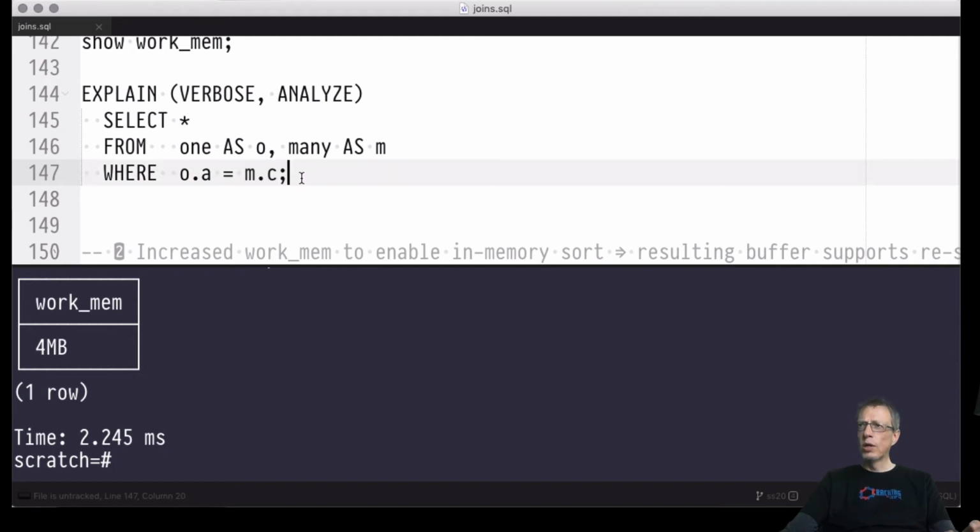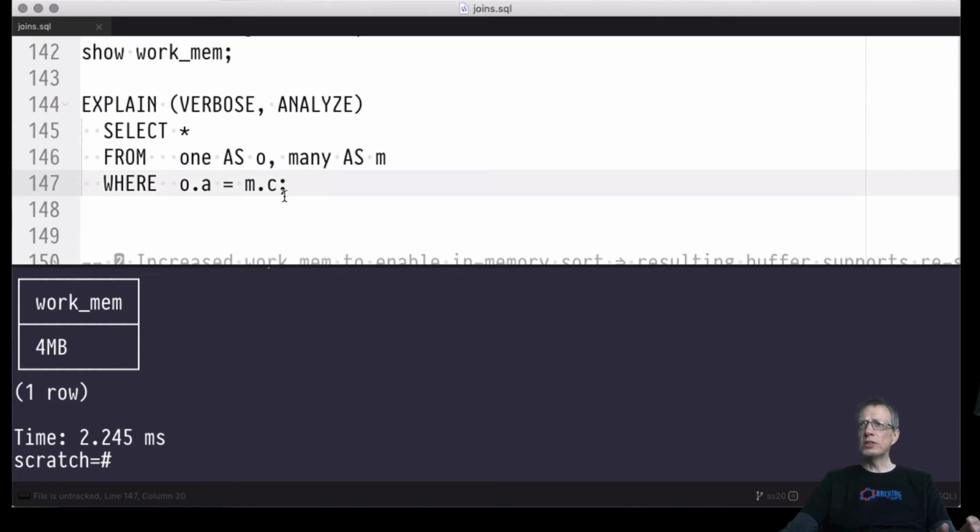Okay, so there will probably be an explicit sort operator that will make sure that the many rows arrive in C order. And since working memory is not plenty, it's 4 megabytes, we will probably see an external merge sort applied to this, I think it's 500,000 row table, the many table on the right-hand side. Let's see the consequences.